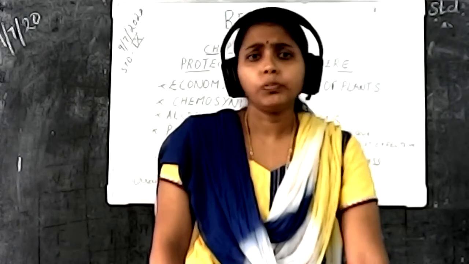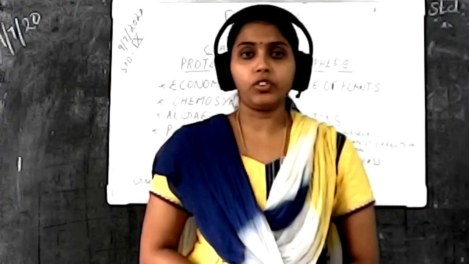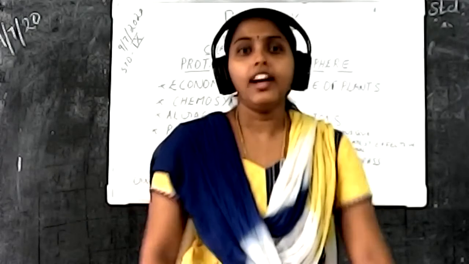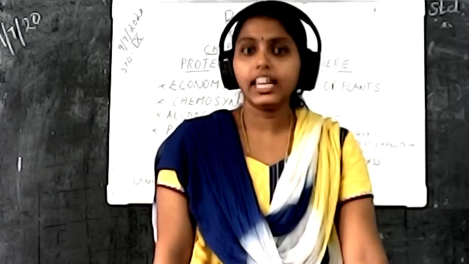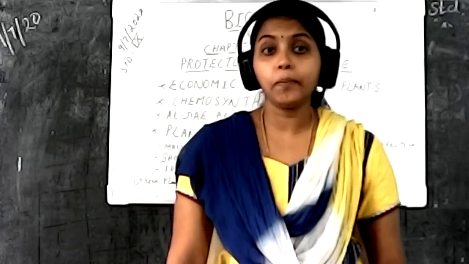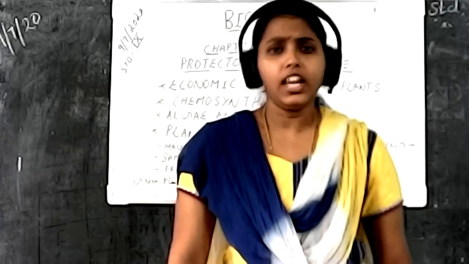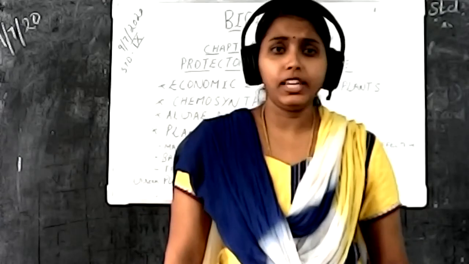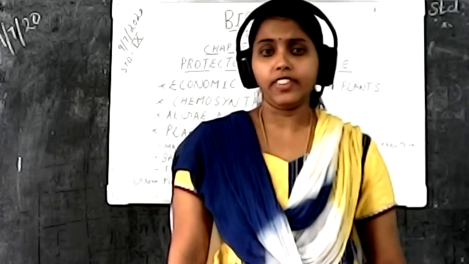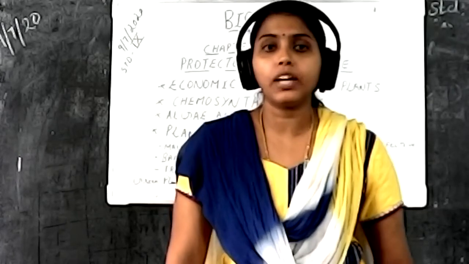The light phase of photosynthesis occurs in the grana of the chloroplast, and in this grana, what is present? The photosynthetic pigments are present. Which are the photosynthetic pigments we have studied? Chlorophyll A, chlorophyll B, xanthophyll, and carotene. These are the photosynthetic pigments present in the grana of the chloroplast.